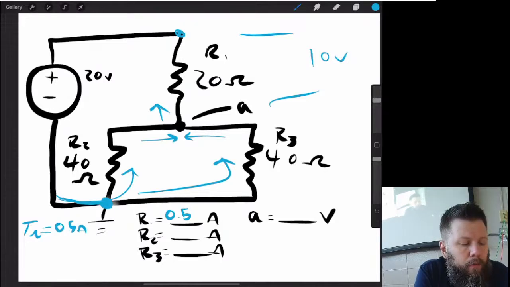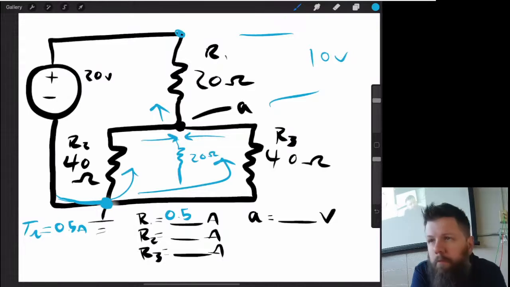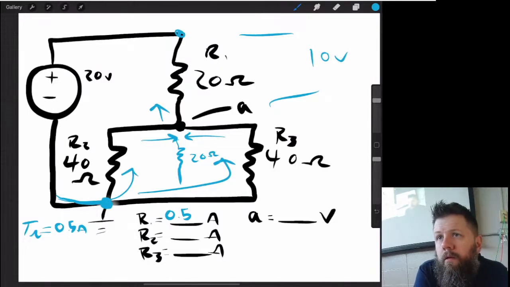All right, so that ghost resistor was 20 ohms, and that's going to tell us what the voltage drop across those two 40 ohm resistors was, right? So what's the voltage drop across those two 40 ohm resistors? It's going to be 10 volts also, isn't it? All right, so if we've got 10 volts and 40 ohms, how much current is going through each one of those resistors? 10 divided by 40, right? What was that?